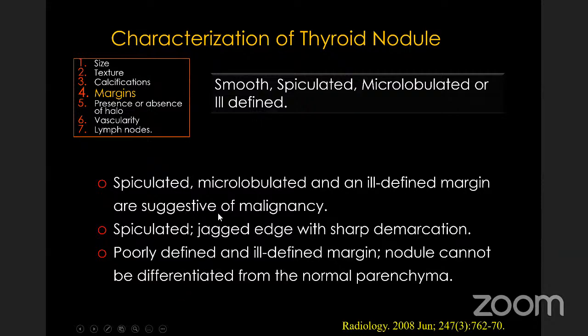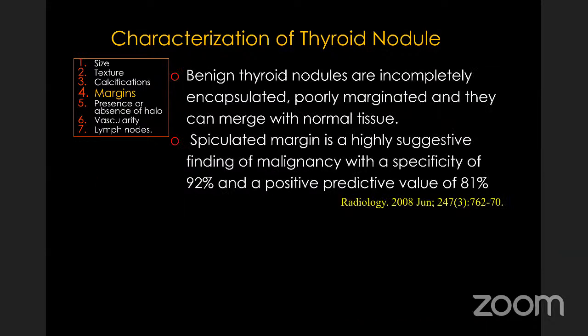But benign thyroid nodules are also known to be incompletely encapsulated and poorly marginated, and they can merge with the normal tissue. Therefore, an ill-defined margin is a non-specific finding that is seen for both benign and malignant nodules. In contrast, if we see a spiculated margin, it is a highly suggestive finding of malignancy, with a specificity of almost 92% and positive predictive value of almost 81%.